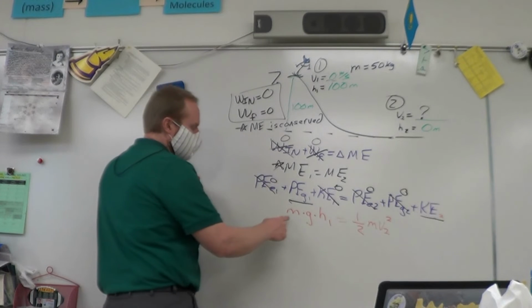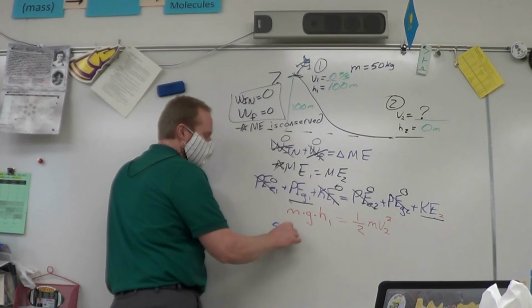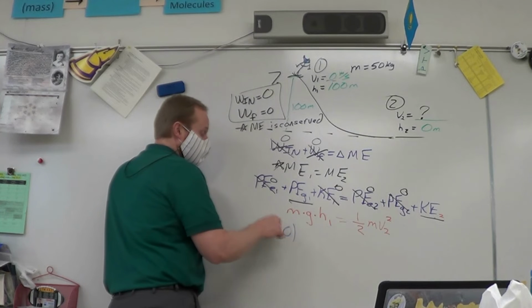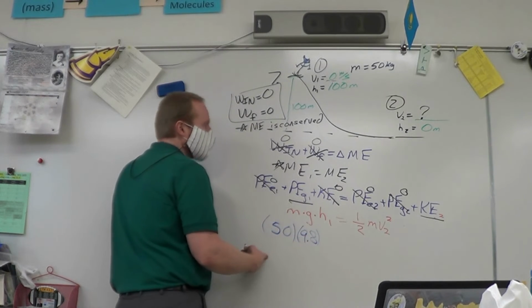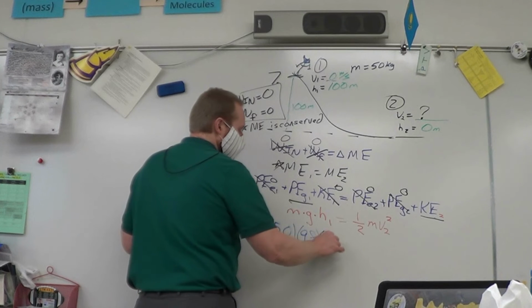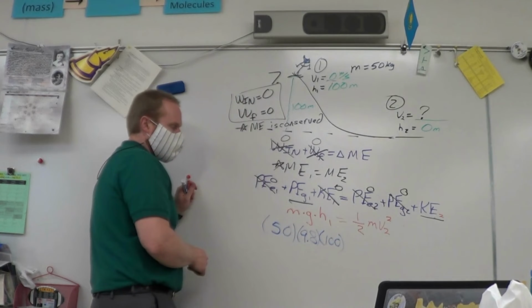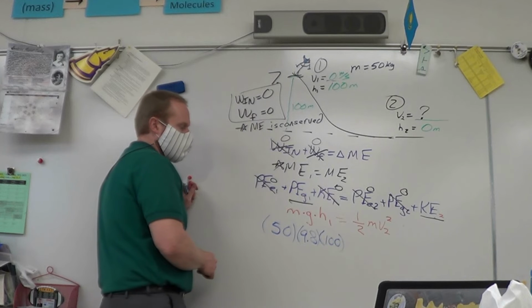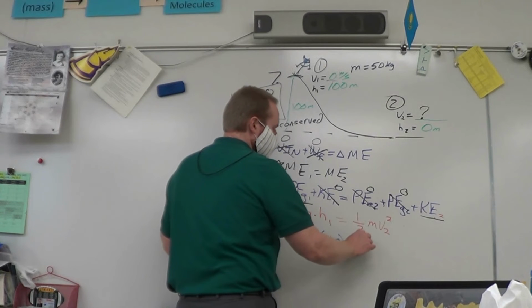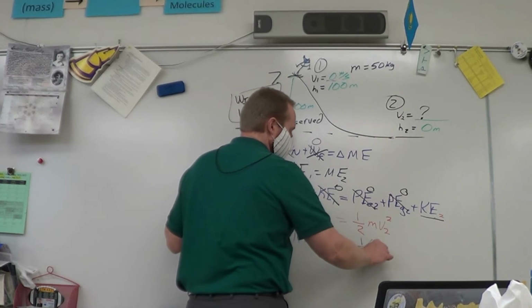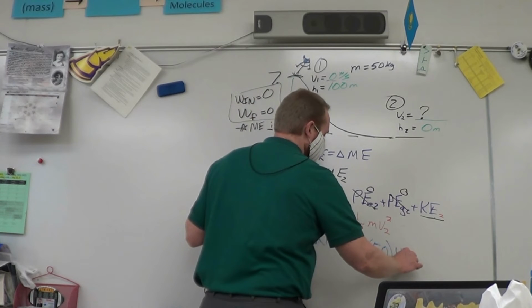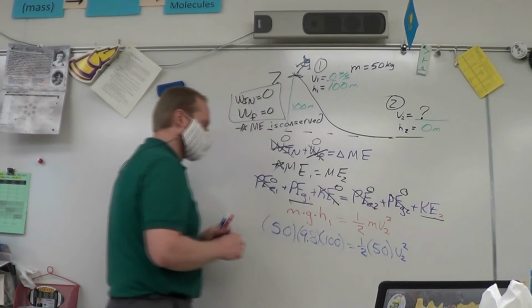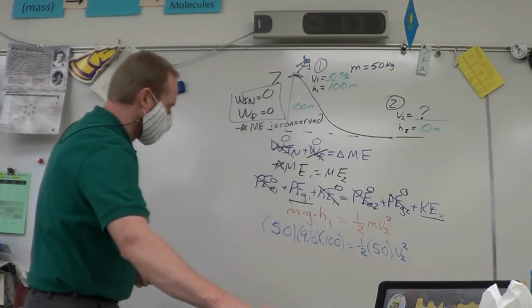So in this particular case, the mass is equal to 50. So I've got to take 50, and I multiply by our gravitational acceleration on Earth, 9.8, times the height at location 1, which is 100. And that's equal to 1/2 the mass of our skier, which is 50, times their velocity at the bottom of the hill squared. Mr. Davis?